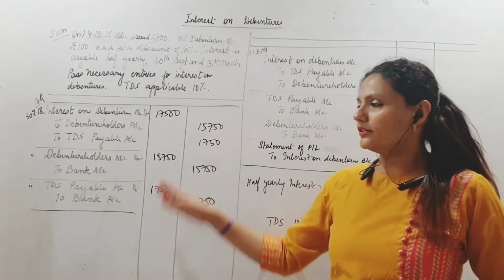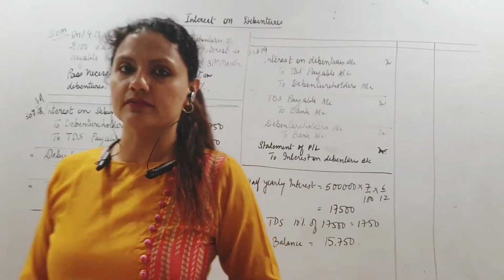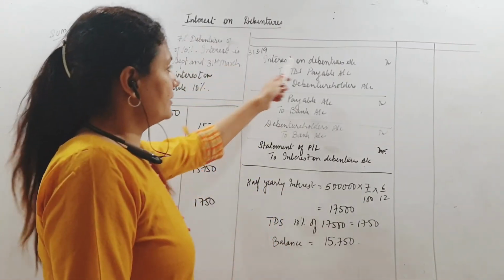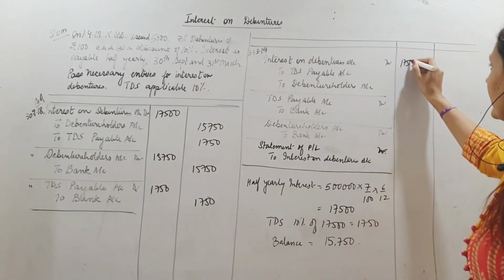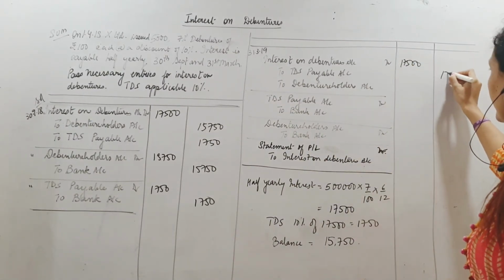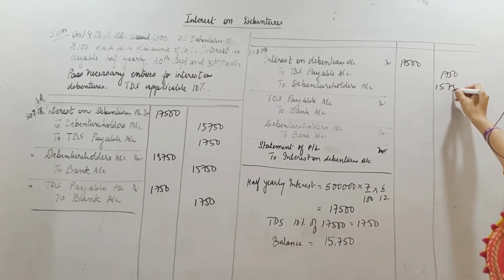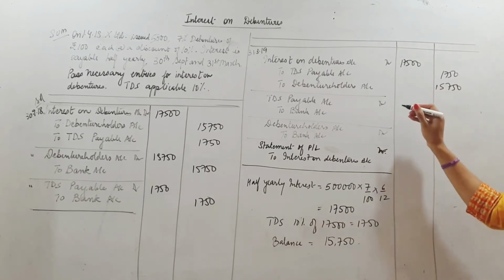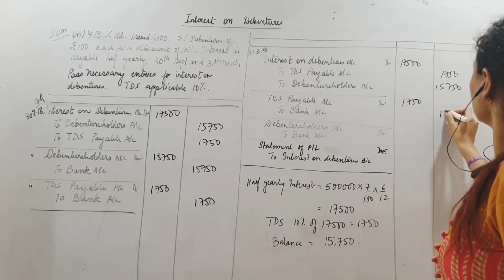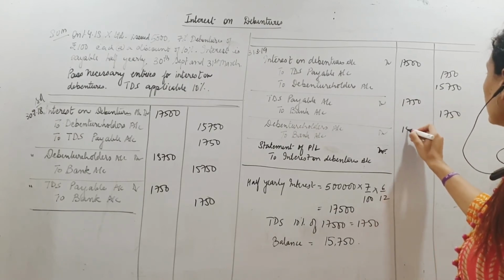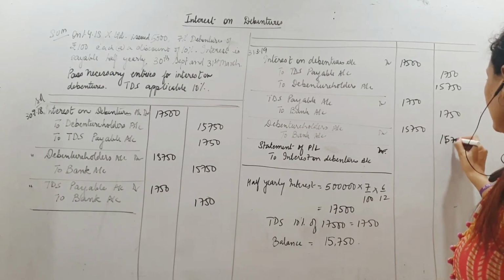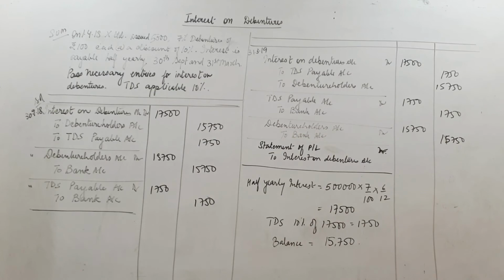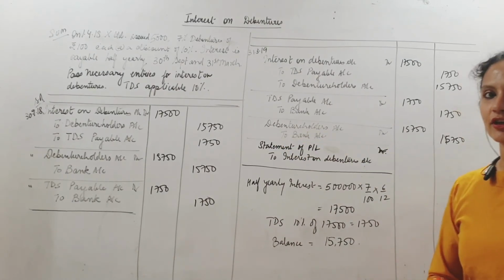The same set of entries will be repeated on 31st March. Same thing. Interest on debentures ये भी 6 months का ही है. So the amounts remain the same. Interest, TDS payable, and this is payable to the debenture holders. Now see, you can do TDS payable first or payment to debenture holders first. That is immaterial. I hope you understand that. Statement of PL to interest on debenture. This is the closing entry for interest.